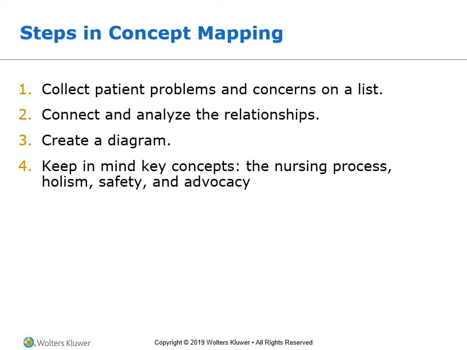We can use shapes, connecting links, descriptive phrases, and learning styles to emphasize nursing actions as they relate to the care plan. As the concept map becomes more complex, you can use a key with the diagram to keep track of what each box, link, shape, or color represents. Keep in mind that creativity is encouraged and no two maps should look the same. Keep in mind key concepts: the nursing process, holism, safety, and advocacy.